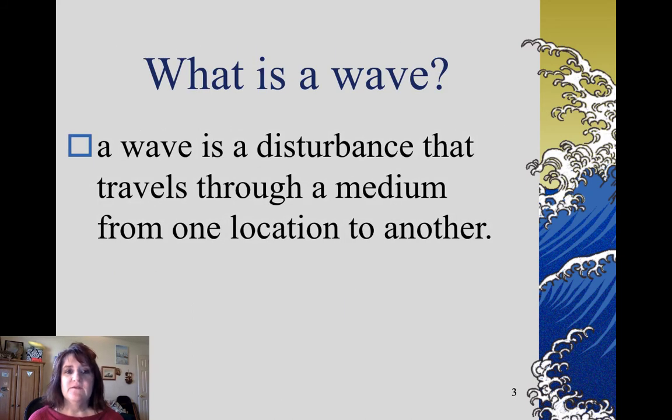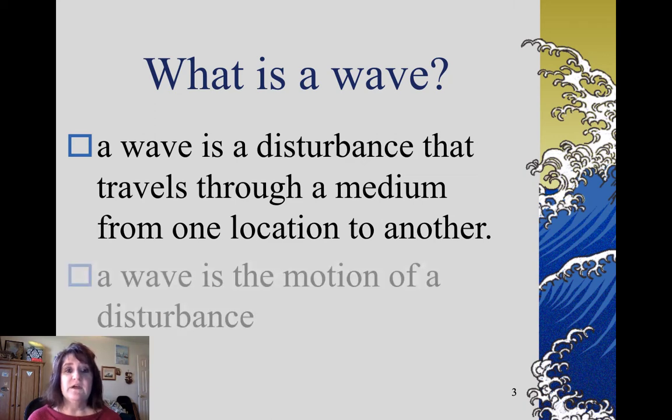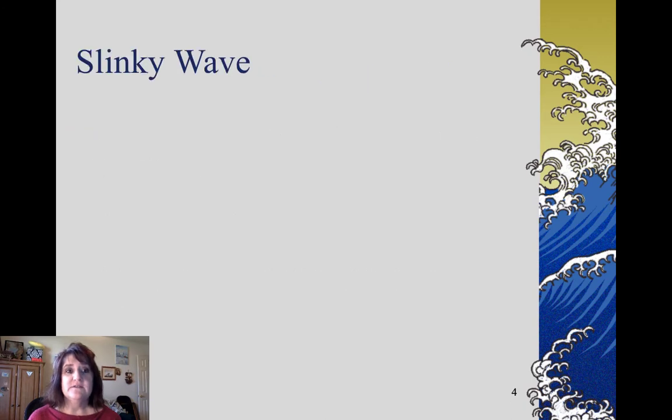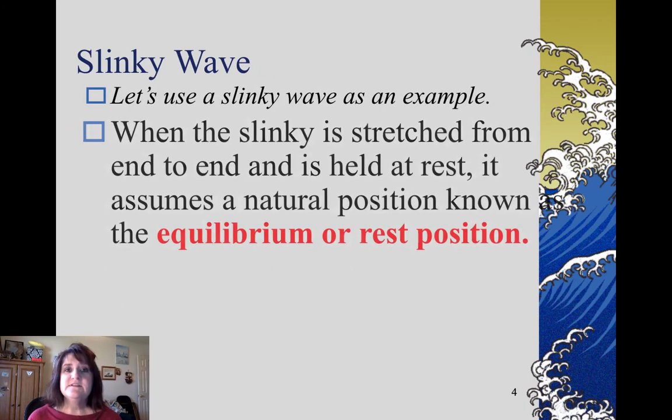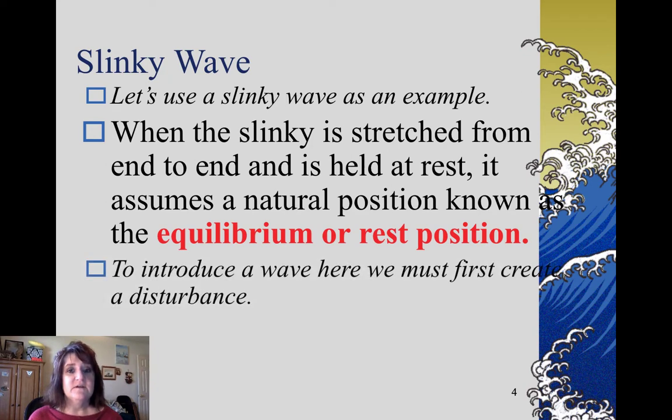So what is a wave? Well, a wave is a disturbance that travels through a medium from one location to another. It is the motion of the disturbance. If we use a slinky as an example, if it's stretched from one end to the other and held at rest, it assumes a natural position known as its equilibrium or rest position.